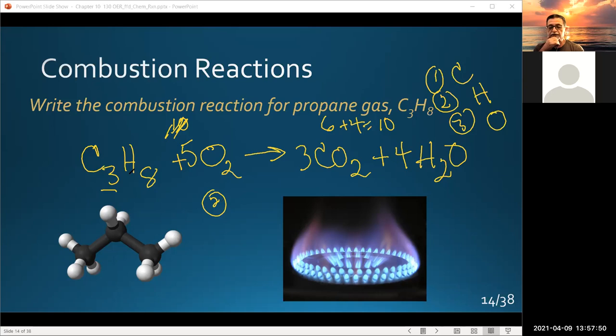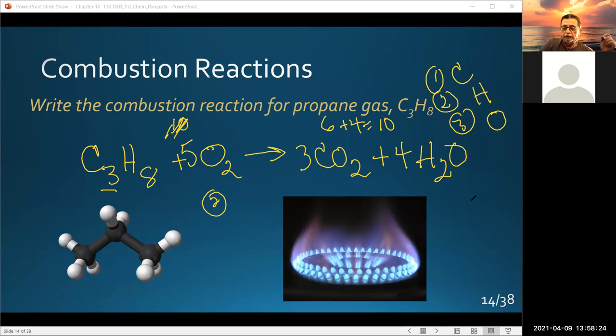So what does that tell us? Are we balanced? Let's double check. We have 3 carbons, 8 hydrogens, 10 oxygens, and certainly 10 on the product side: 6 in the form of carbon dioxide and 4 in the form of water. So we are balanced. The ratio here is 1 to 5 for the burning of propane.